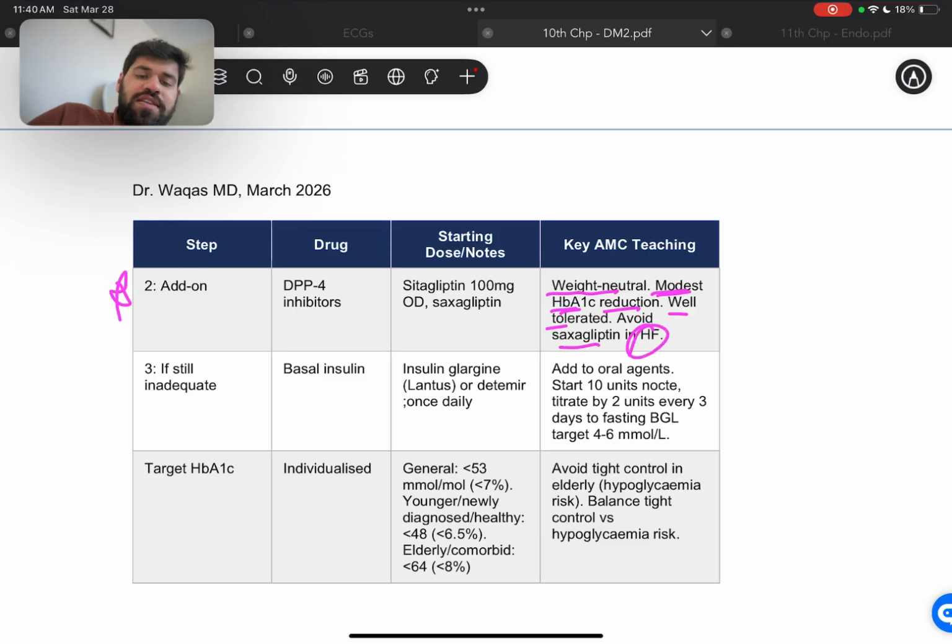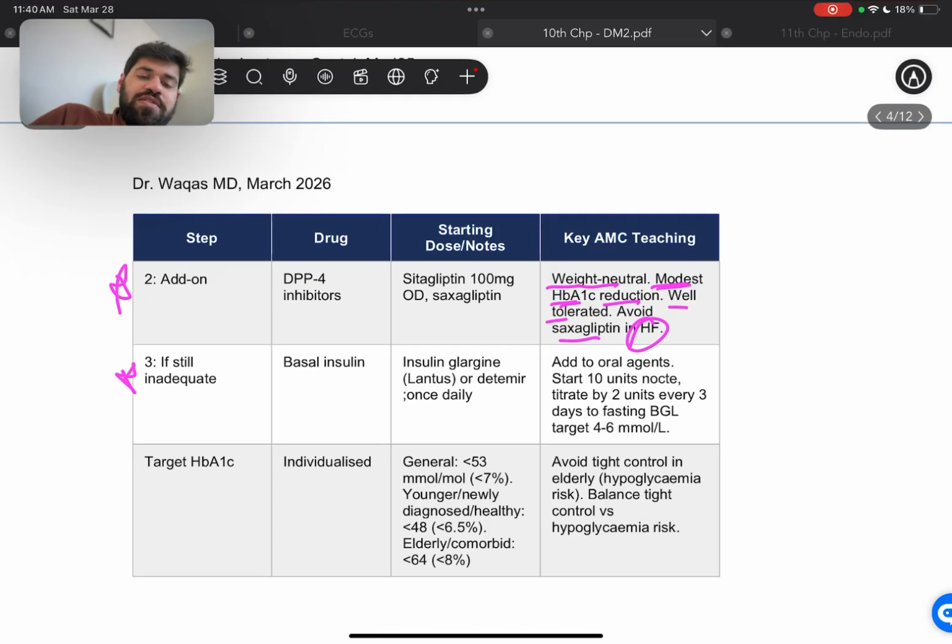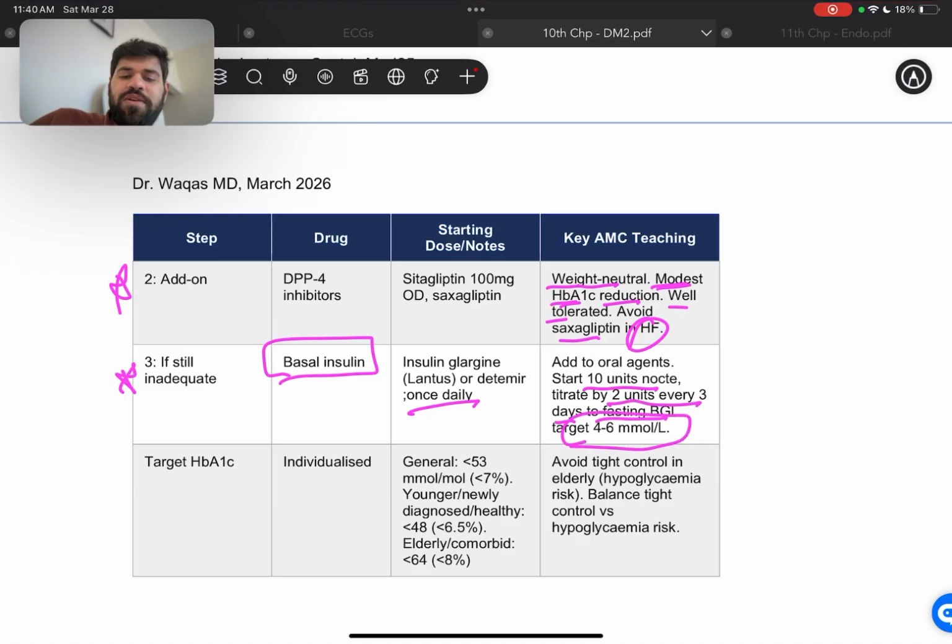All right, if it's still inadequate, the third step we move on to is basal insulin. We give them insulin once daily, added to the oral agents, and we start with 10 units, and we titrate by 2 units every 3 days to fasting BGL, and the target is going to be 4 to 6 millimole per liter.